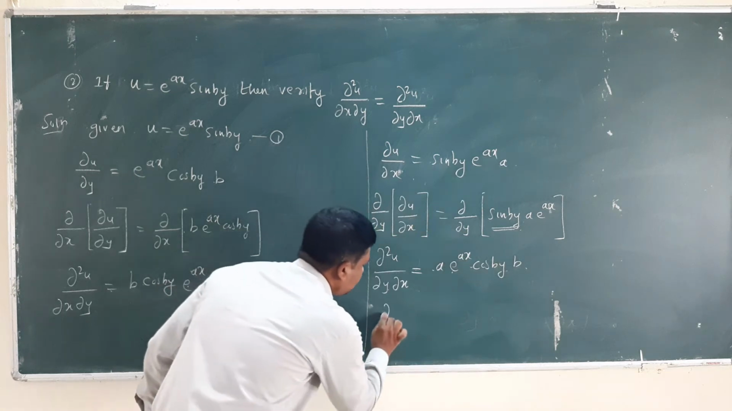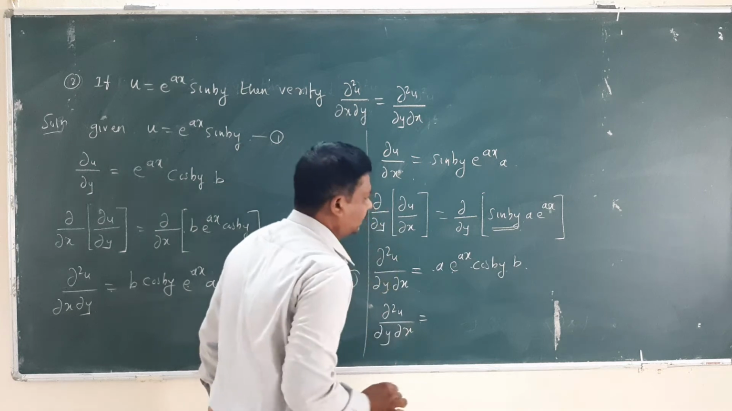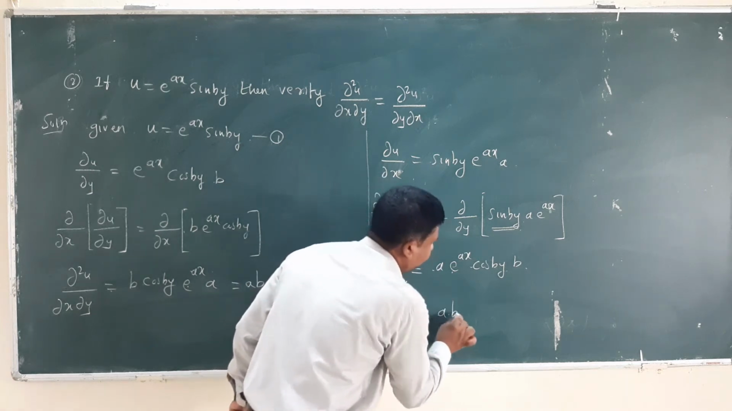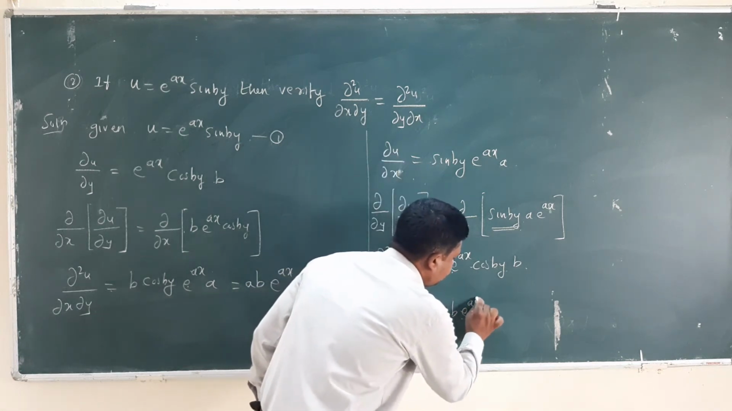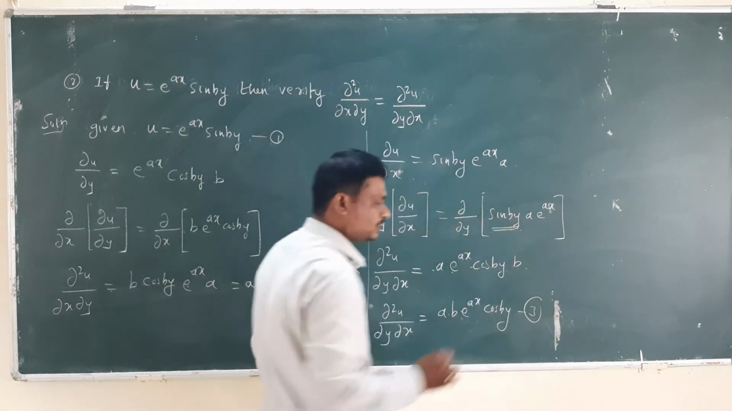So therefore ∂²u/∂y∂x is equal to a·b·e^(ax) cos(by). I will take this one as equation number 3.